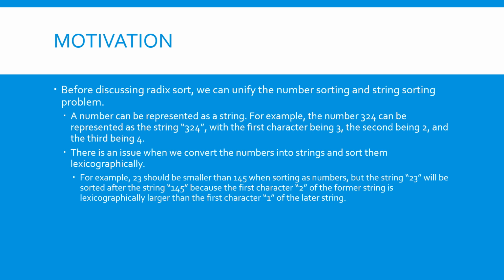However, the lexicographical ordering of strings could be different from the ordering based on the numerical values. For example, the number 23 should be smaller than 145. But the string 23 is lexicographically larger than the string 145. It is because its first character 2 is lexicographically larger than the first character 1 of the other string.